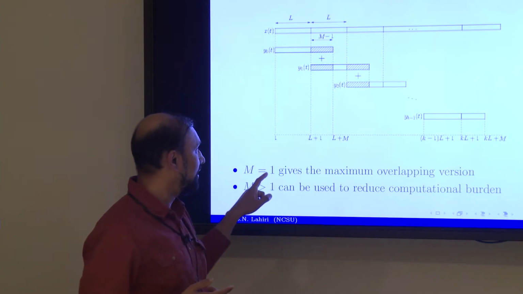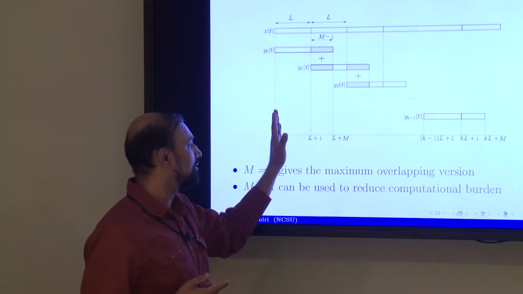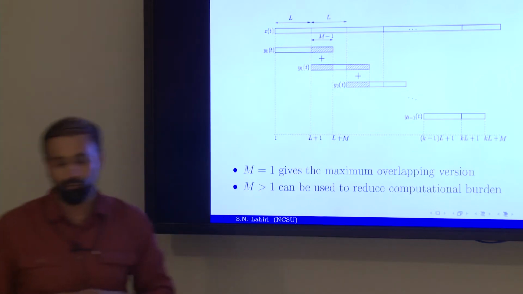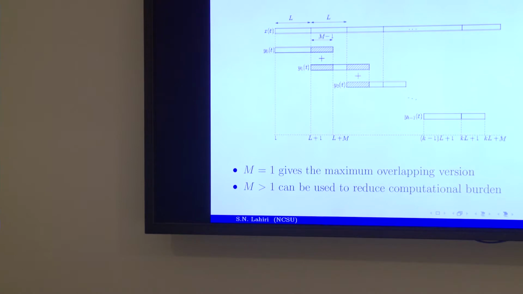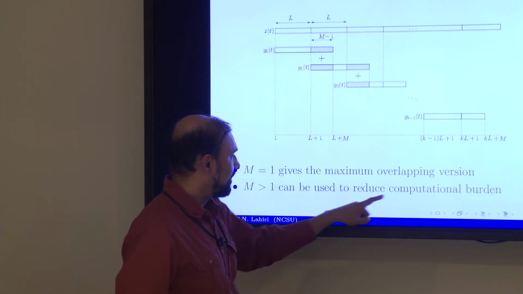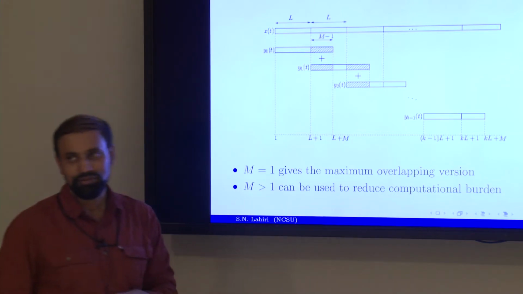So when m is exactly equal to 1, you are just going to start from x2, go up to L plus 1, and so on. But if you pick an m that is bigger than 1, but still less than L, then there would be overlaps of order L minus m.